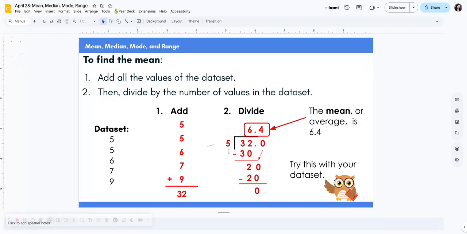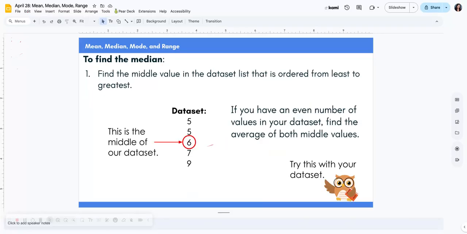The first step to finding my mean is that I'm going to add all my values together. When I added all my values, I got 32. Then I'm going to divide by 5. Why 5? Because I have a total of 5 values in my data set. I have 1, 2, 3, 4, 5. You always need to make sure that you count them out. So my mean, my average, is going to be 6 and 4/10.